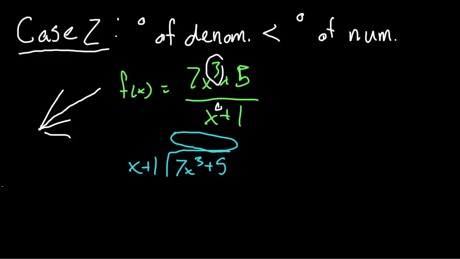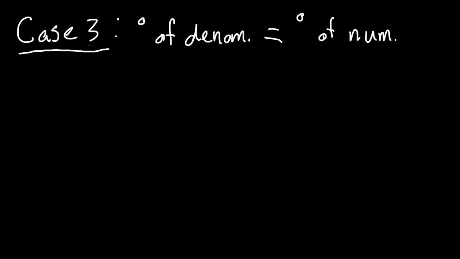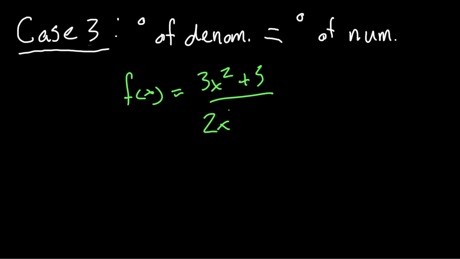So what is our third and final case? Well, we've done less than, we've done greater than, and now we're going to do equal to. Ooh, I know. So what if the degree of our denominator is equal to the degree of our numerator? And I love this one. This one is super nice, right? Let's write our function. Let us say it's 3x squared plus 5 over 2x squared minus x plus 7. These are completely arbitrary, by the way. I'm literally making these numbers up as we go.